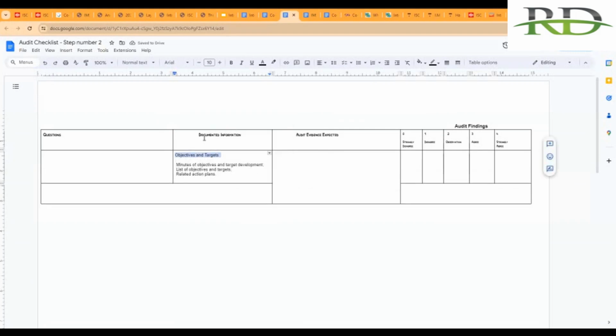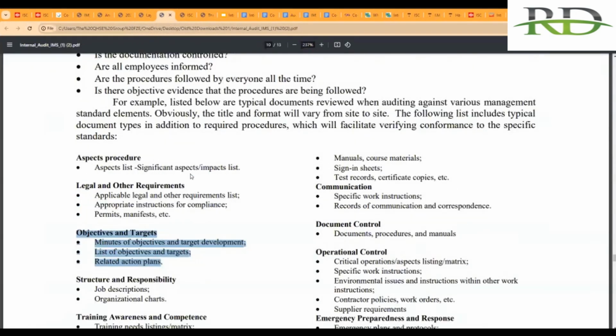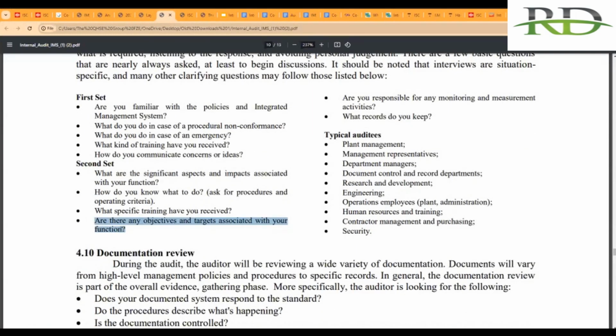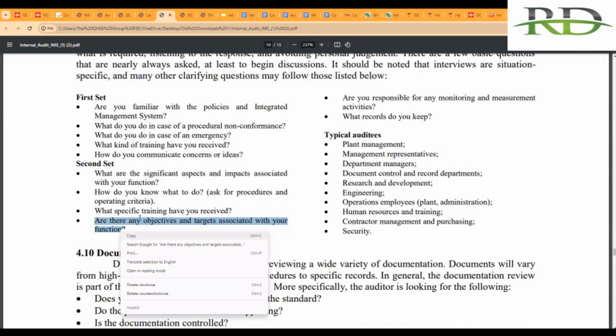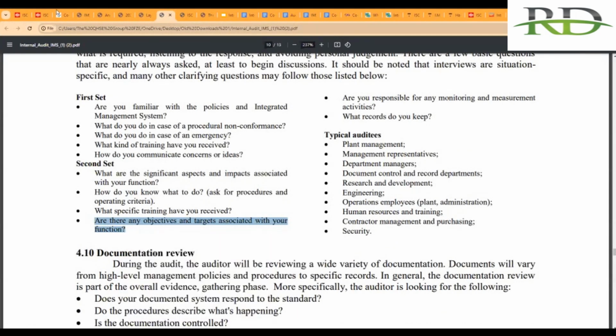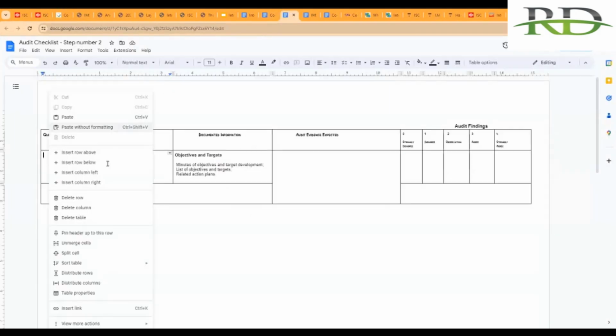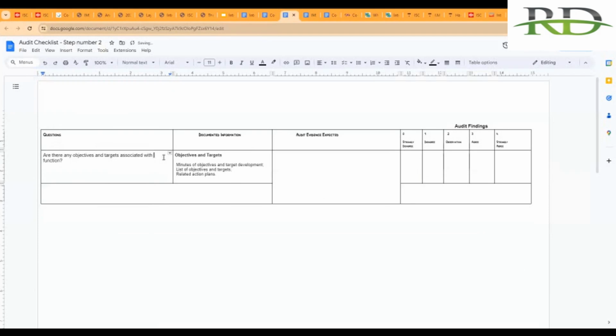Now, under these objectives and targets, this is going to let me know which question I need to ask. Okay, now what do I do? You come over here, and then you scroll up. You scroll up here, and you look for the questions that are relevant to the documented information. For example, are there any objectives and targets associated with each function right here? This is going to be the question I'm going to ask over here. I'm going to say "with each function" because we've got 4 or 5 functions in that department. You understand?